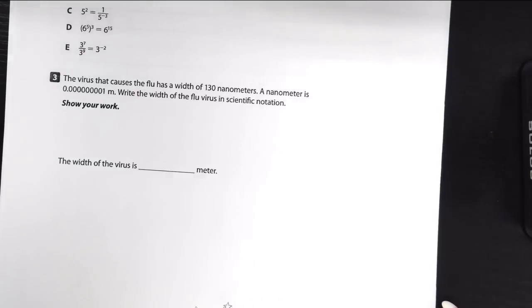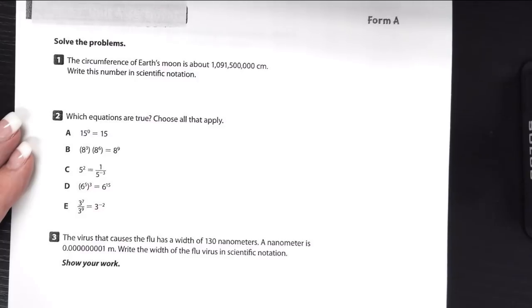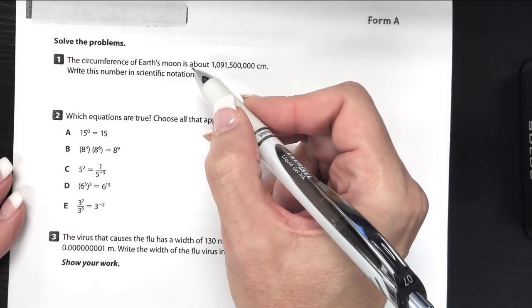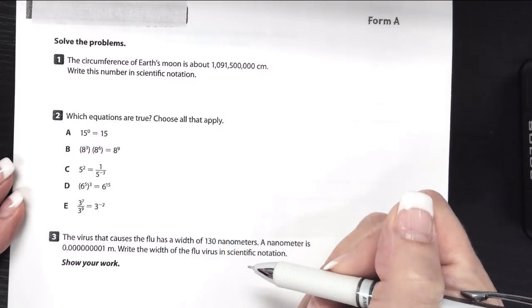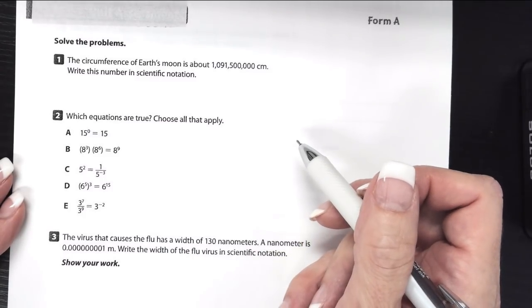All right, next page. Now we got to do a little more math than just thinking through. All right, number 1 says the circumference of Earth's moon is about 1,091,500,000. So we've got to put that in scientific notation. So think about, where's the decimal now? Where does it need to end up? And now remember, when you're doing this page, you should have worked ahead, and then you're coming back to watch the video when you have answers to look at.